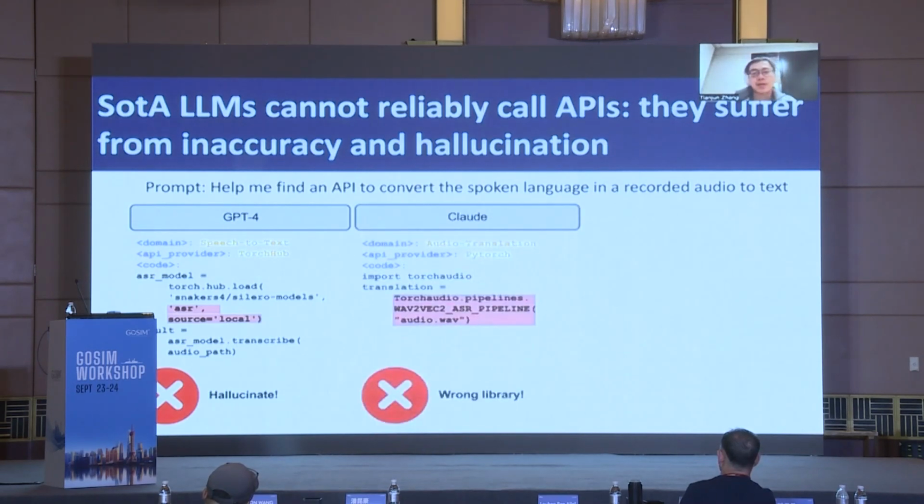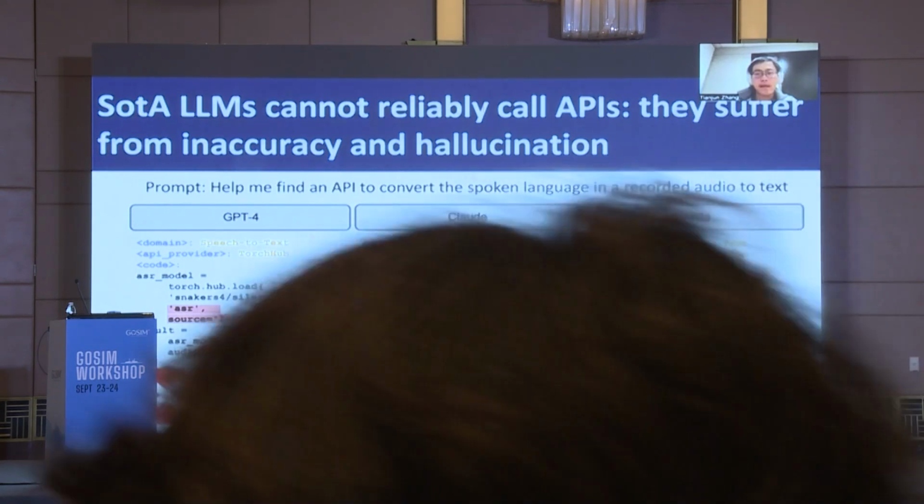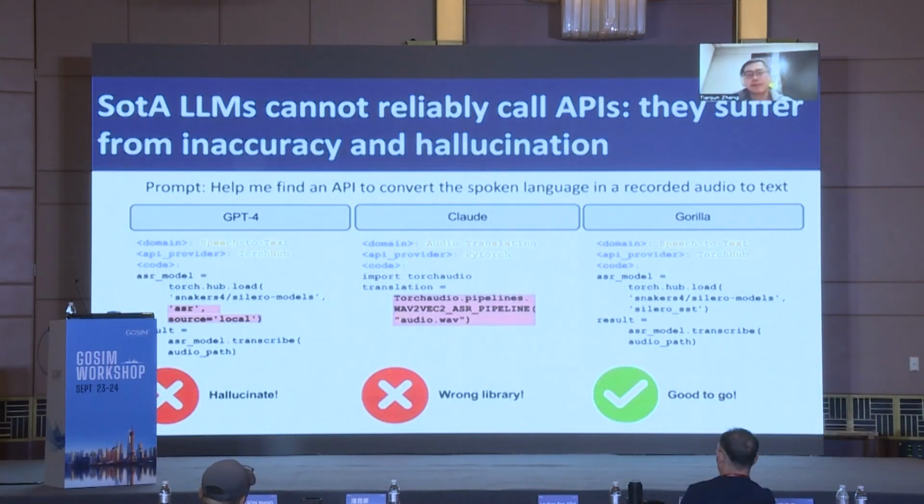Let's see about Claude. Claude actually chooses the wrong library or API to process my question. Now it is Gorilla. Gorilla actually chooses the correct API, and it also doesn't hallucinate, which means this API can be executed perfectly and very reliably.